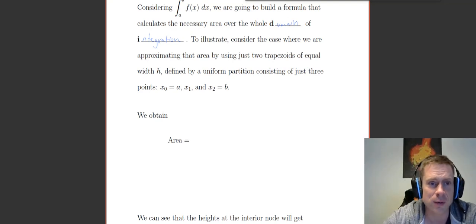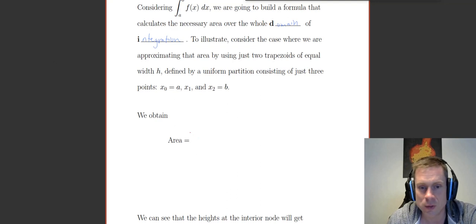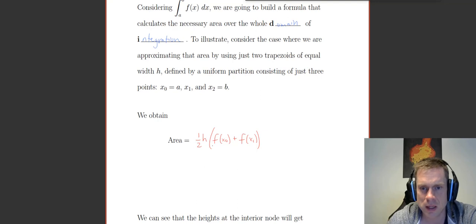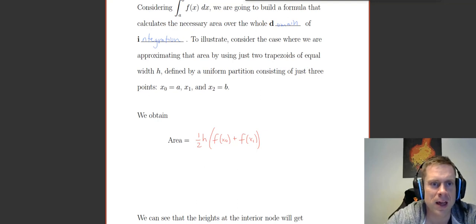So if I do, we're going to get something that looks like this. The area is going to equal 1/2 h times f of x0 plus f of x1, just by using that formula that we talked about on the last page. This would be the first trapezoid. So maybe I'll write that down.